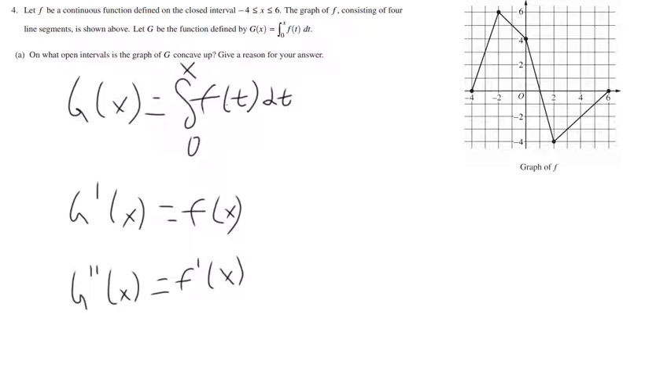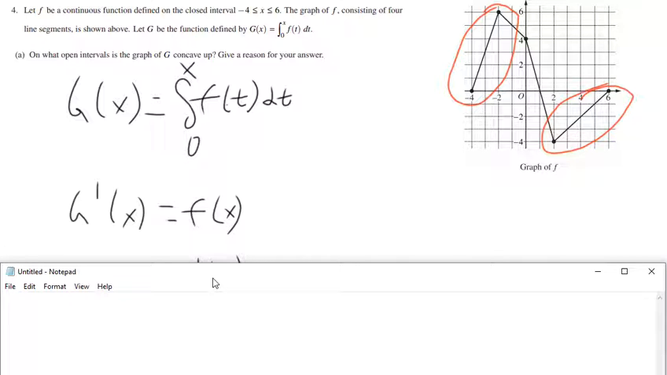Where is f prime of x positive? Wherever the slope is positive, so here and here. I'm now going to take the liberty of typing my answer to this question. I'm going to say g is concave up on -4 to -2 and 2 to 6. This is where g double prime of x, just in case, equals f prime of x, is greater than 0. And now we can go on to part B.